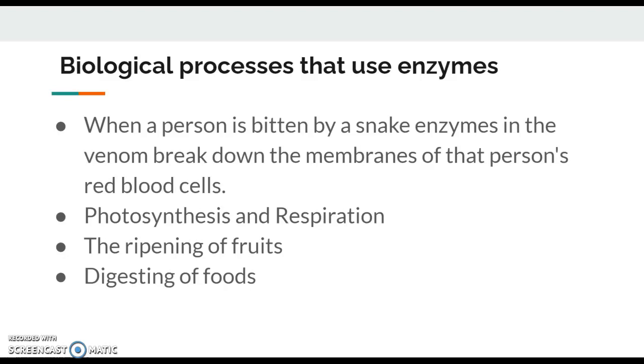Photosynthesis and respiration are processes that use enzymes, the ripening of fruits, the digesting of foods, and lots of other processes wouldn't be able to happen quickly enough if you didn't have an enzyme to help it go.